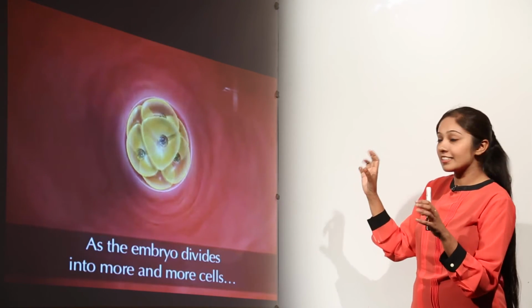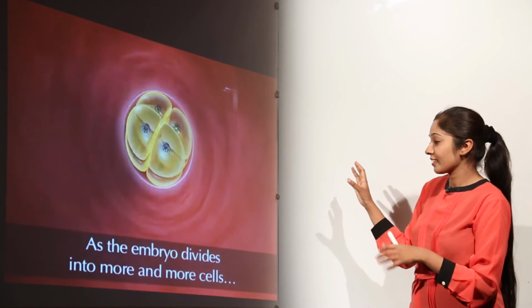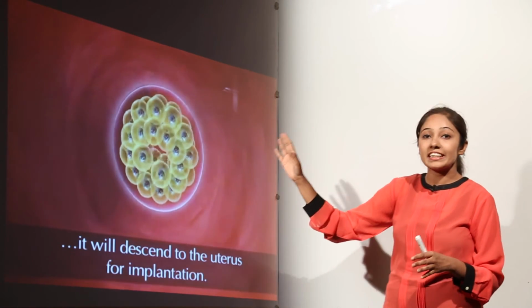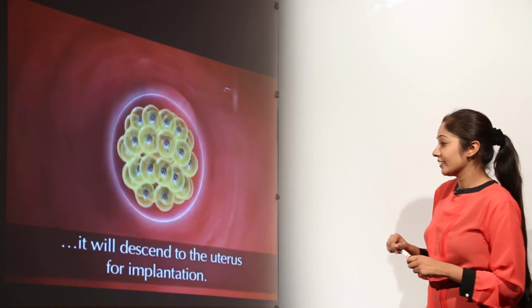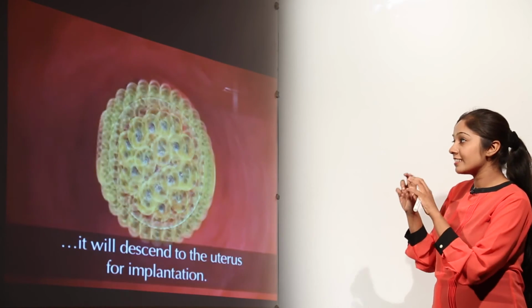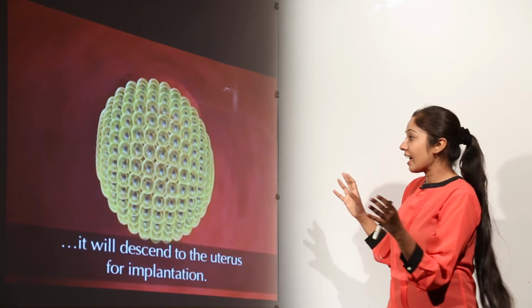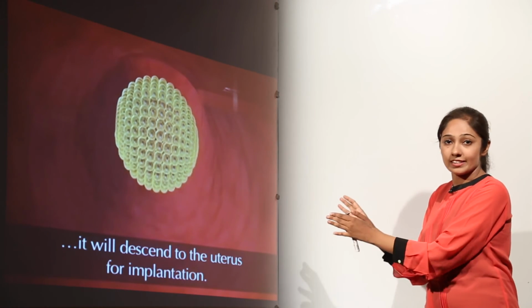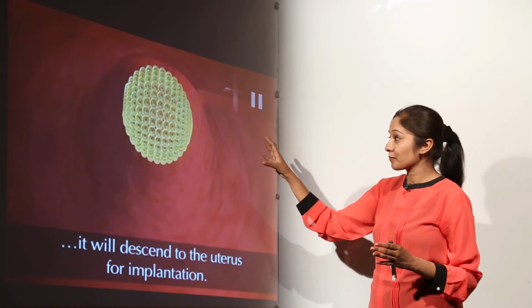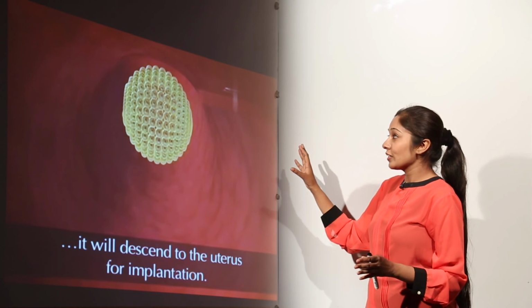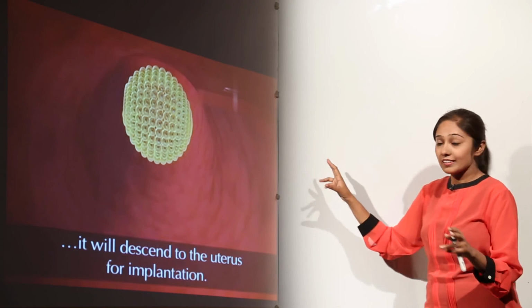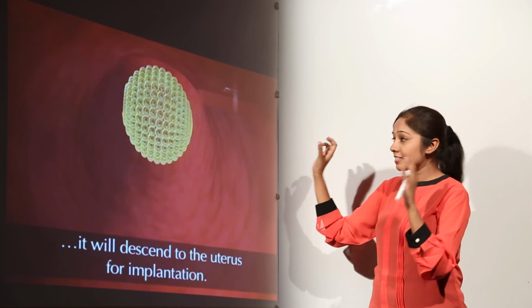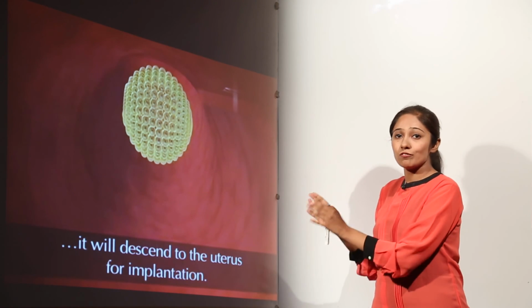It reaches certain stages. It will descend to the uterus for implantation. Now it is still dividing, and after these divisions, it is going to implant itself into the uterine wall. So this is how this development occurs. The implantation of this multicellular stage in the uterine wall takes place.